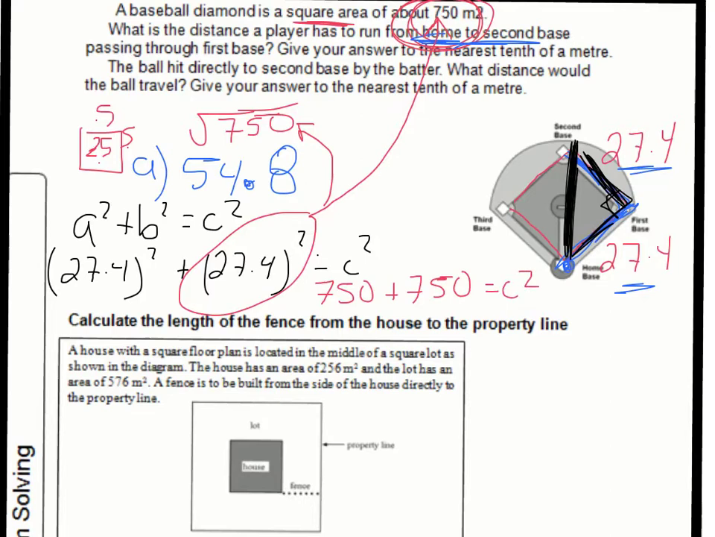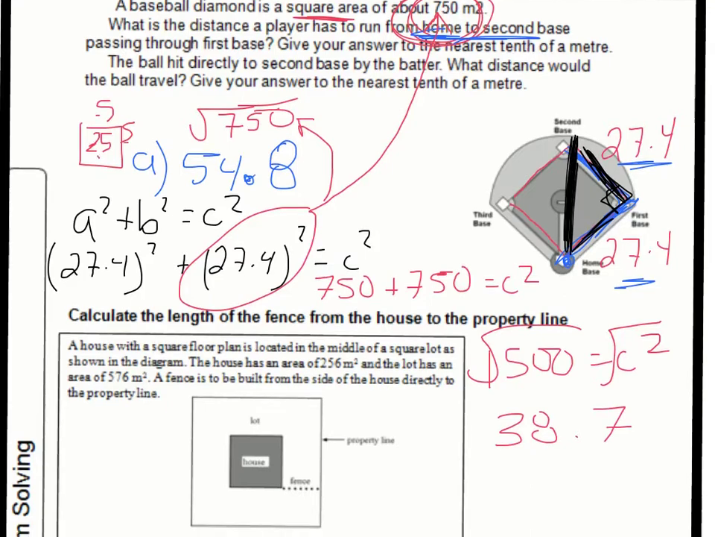Again, I'm sorry for the room, but that's how she is. I get 1500 equals c squared. Take the square root of both sides, and I get the square root of 1500 is 38.7. So your answer is 38.7.